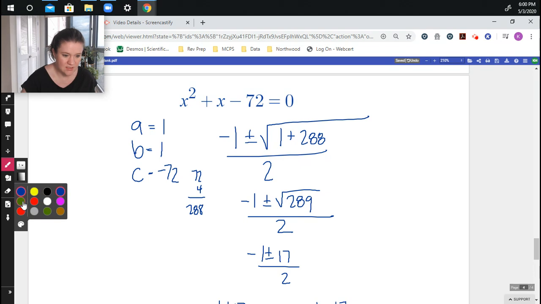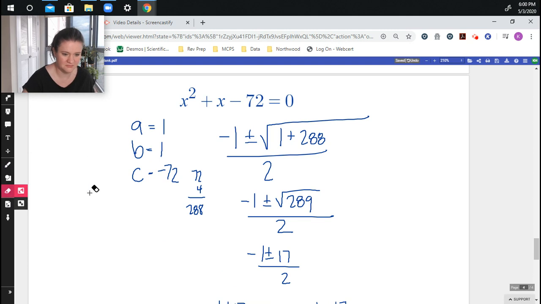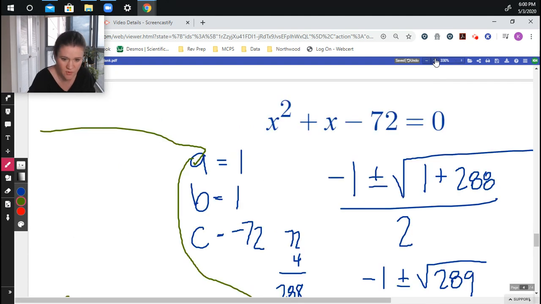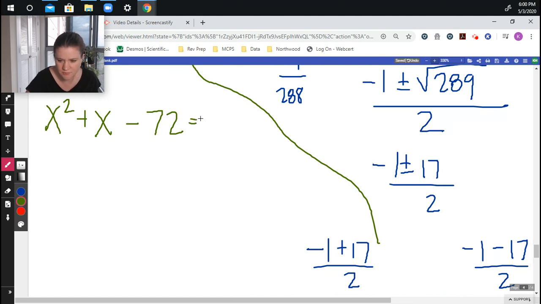I'm going to write this in a different color, and I'm going to also carve it out here. Okay, now that's ugly. We'll do it like that. So I'm going to say x squared plus x minus 72. And I'm going to zoom in over there so we can really just focus in on this part and not that part. All right, and that equals 0.